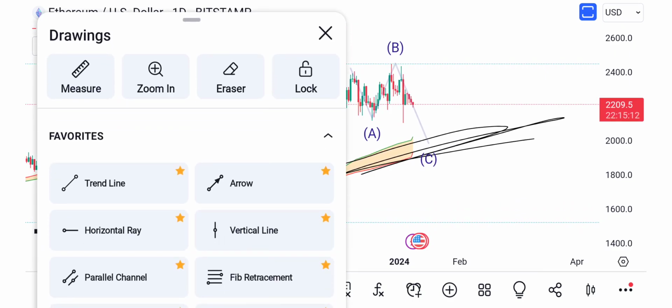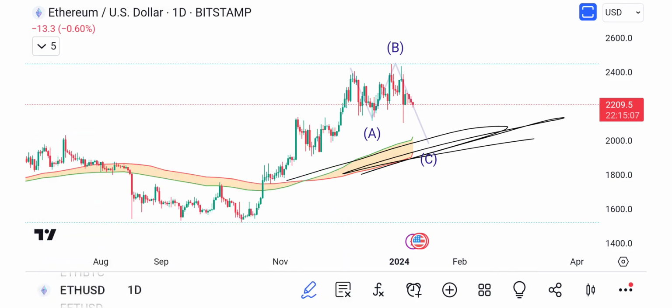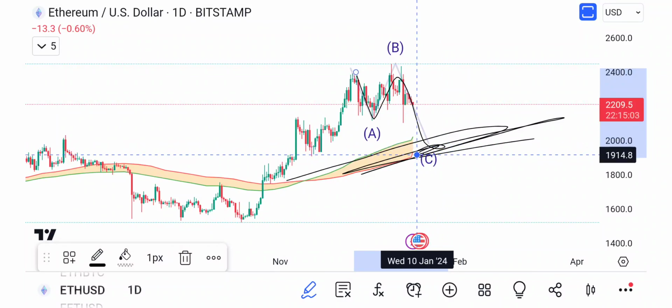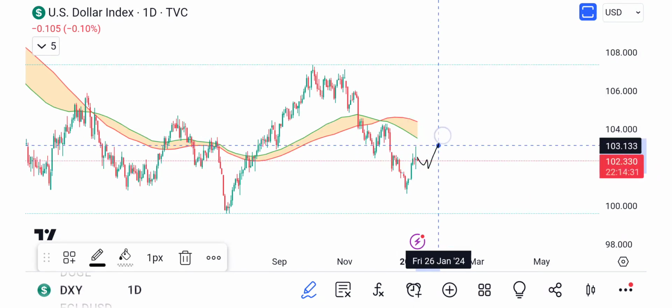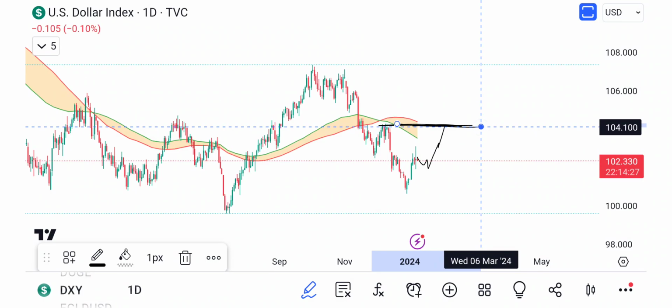Now some are closer than others, right? Like THETA is definitely closer. So we would have an A, B, C, and that would rhyme with the DXY. So DXY coming back up to here, right? Question is, do we break this? Do we break that?